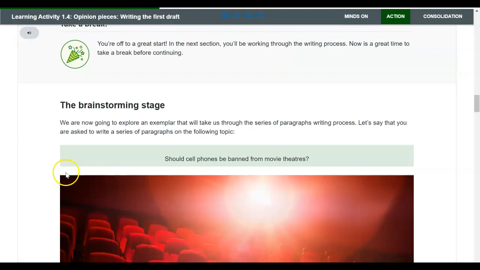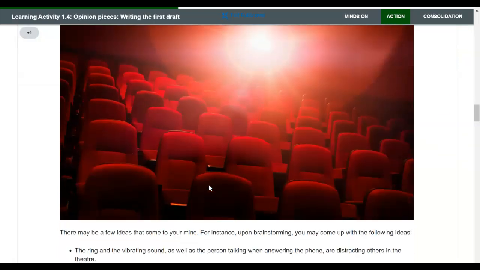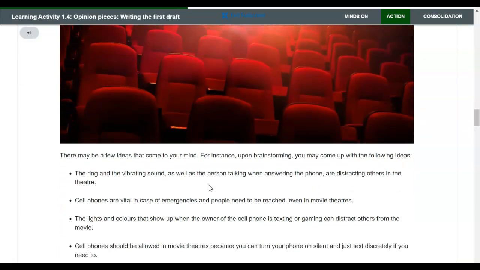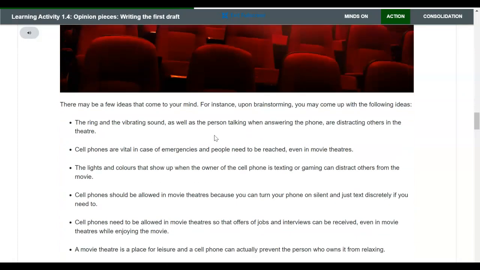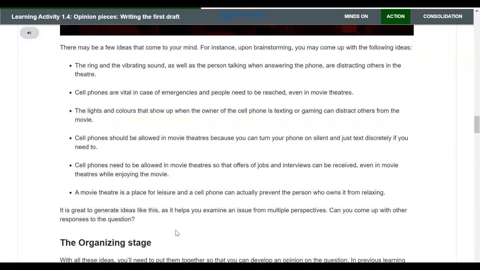Okay, now we move on to the brainstorming stage. And this is, should cell phones be banned from movie theaters? So here is the topic. What are you going to write for your series of paragraphs? So it says, think about different ideas that you might have about the fact that cell phones may or may not be banned from movie theaters. What do you think about that? They give you the examples here that you might come up with.